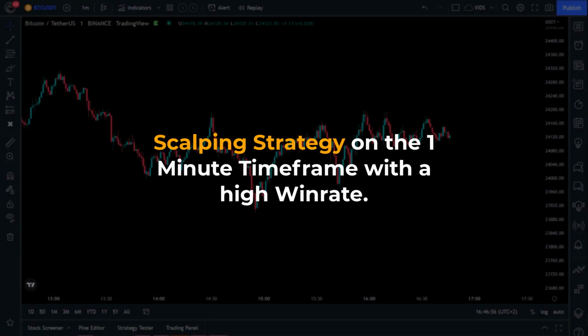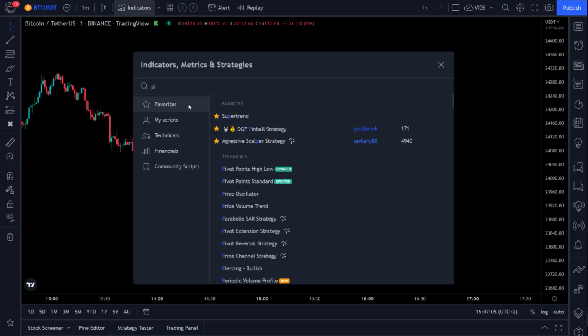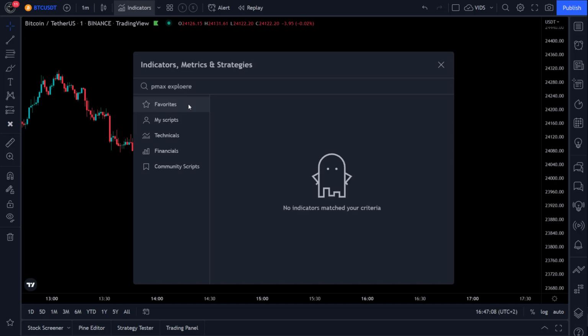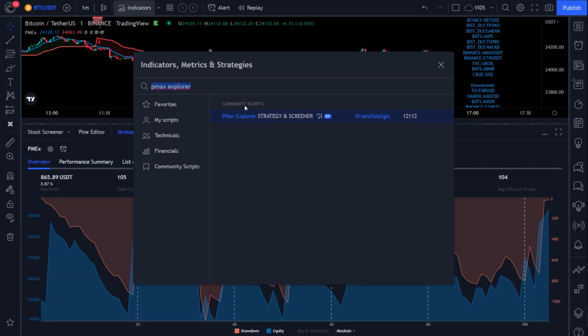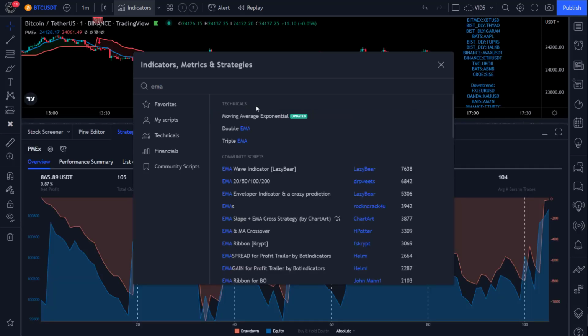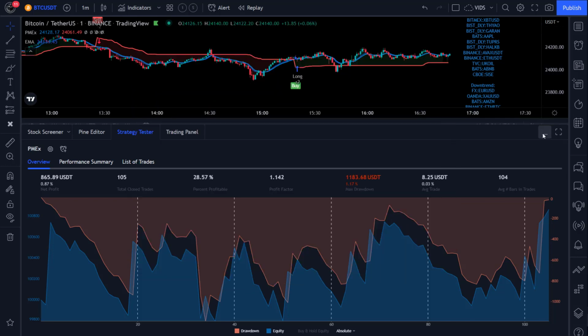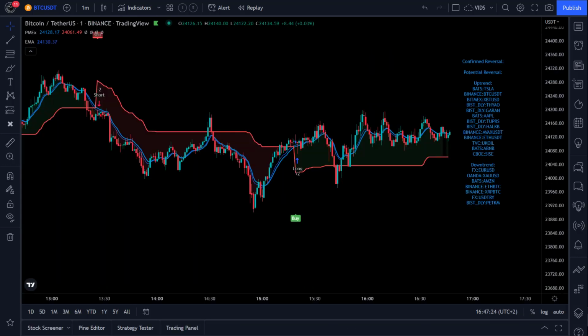In today's video, I explain a scalping strategy that you can execute on the 1-minute time frame and which has a high success rate. For this strategy, we use two indicators. The first indicator is the PMeX Explorer strategy and Screener indicator. This will be the indicator we use to find the right entry points. In addition, we'll use the Moving Average Exponential. This indicator we'll use for finding the right trend.